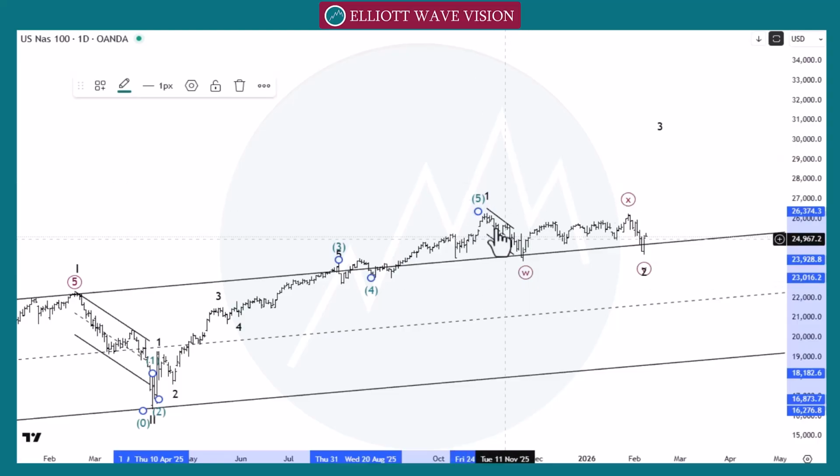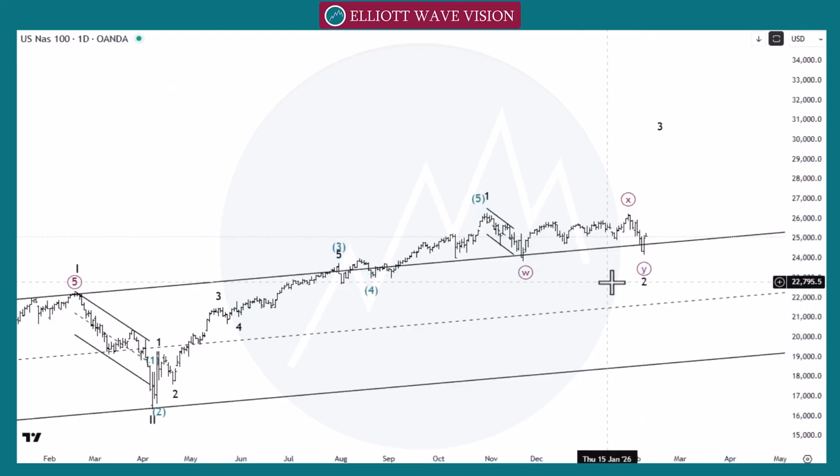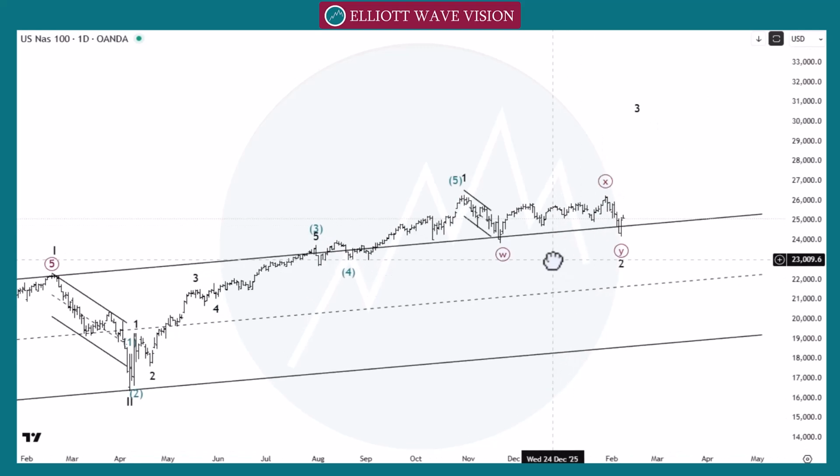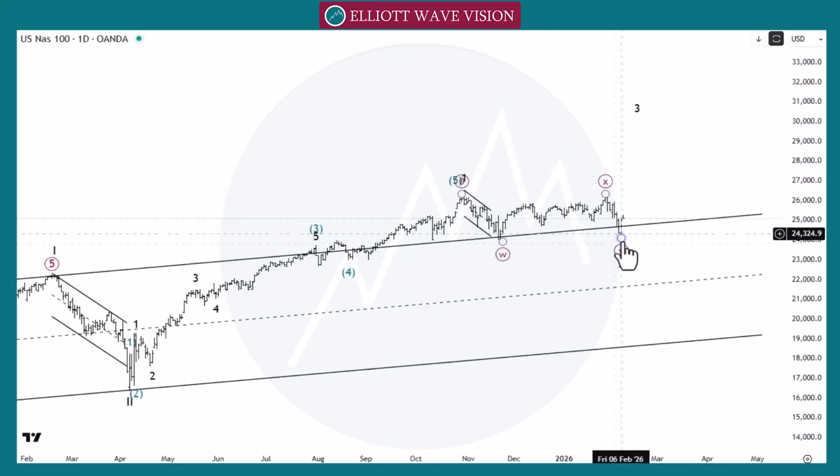Then we count this move as an A, B or WXY as a brown wave 2. Then the market goes towards the bullish side, or it's also possible the market goes towards a deep correction as a sideways B, C, W, X and then Y.